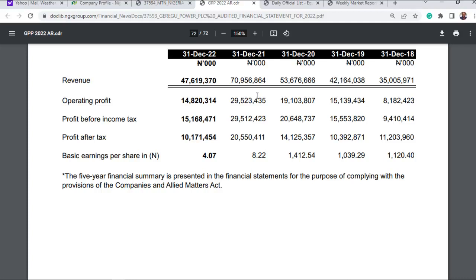In the same trend, the full year result that was released also dropped from 70.996 billion to 47.62 billion. In the same vein, PAT also dropped from 20.55 billion to 10.17 billion. I can tell you that this represents a decline of more than 30 to 20%. It tells you that this company is struggling.